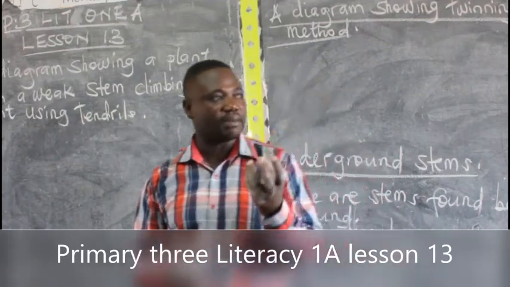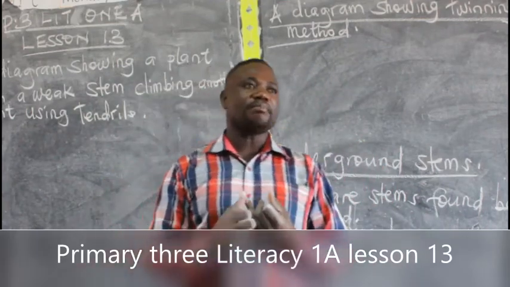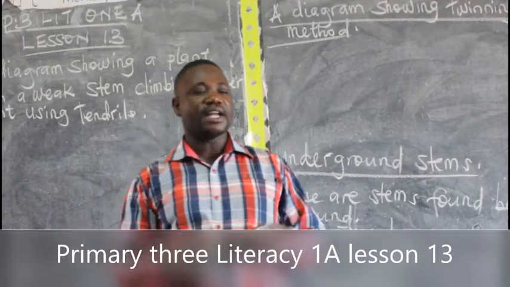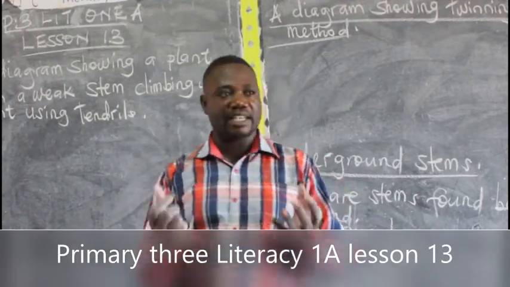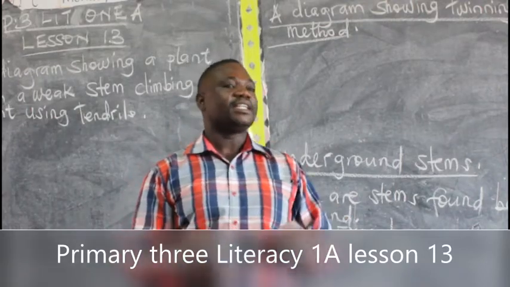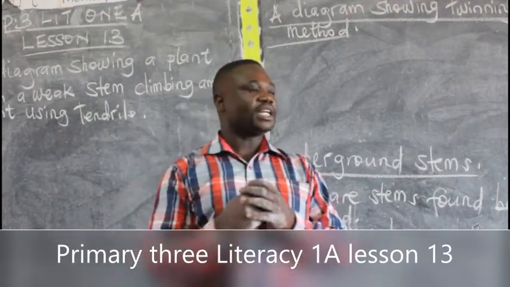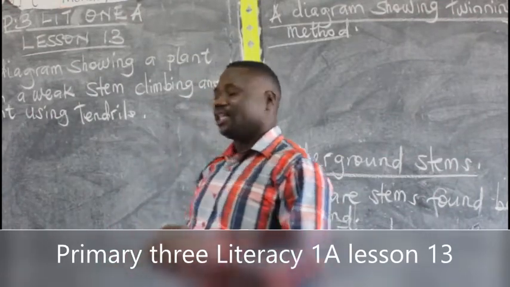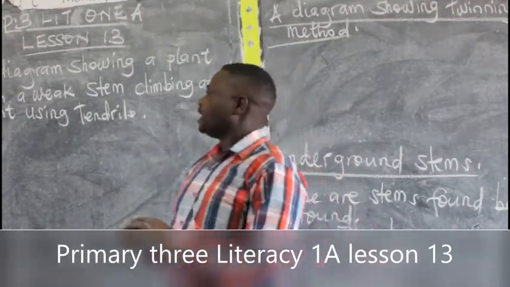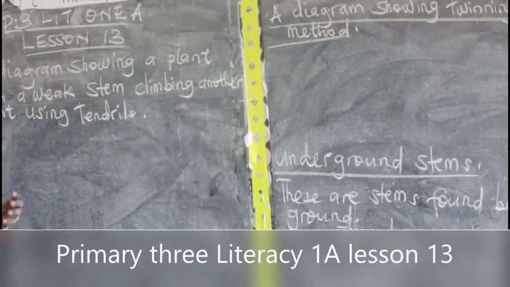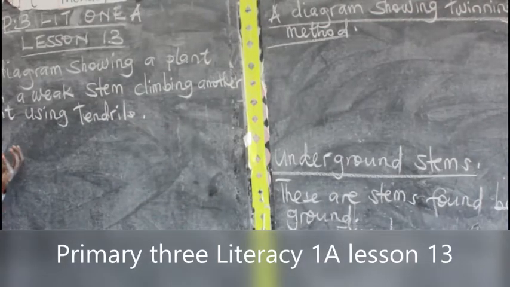Then we looked at three methods: some can climb others by use of hooks or thorns, some by use of tendrils, and some by clasping or twinning. Therefore, at this juncture, let us now focus on our lesson 13, having reviewed what we learned last week.